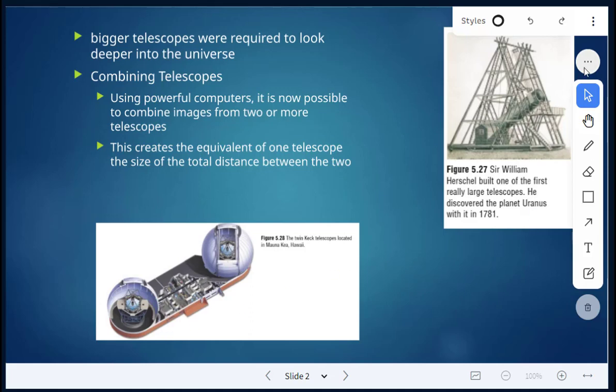This figure here is showing one of the first really large telescopes by Sir William Herschel, and he was able to discover the planet Uranus with this telescope in 1781. All right, so again, you can take images from 2 or more telescopes and then use computers to combine them into one image.